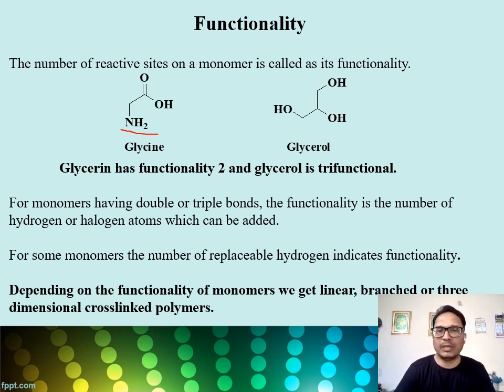For monomers having double or triple bonds, the functionality is the number of hydrogens or halogen atoms which can be added across these double bonds. For some monomers, the number of replaceable hydrogens indicates its functionality. Depending on the functionality of the monomers, we get either linear, branched, or three-dimensional cross-linked polymers.